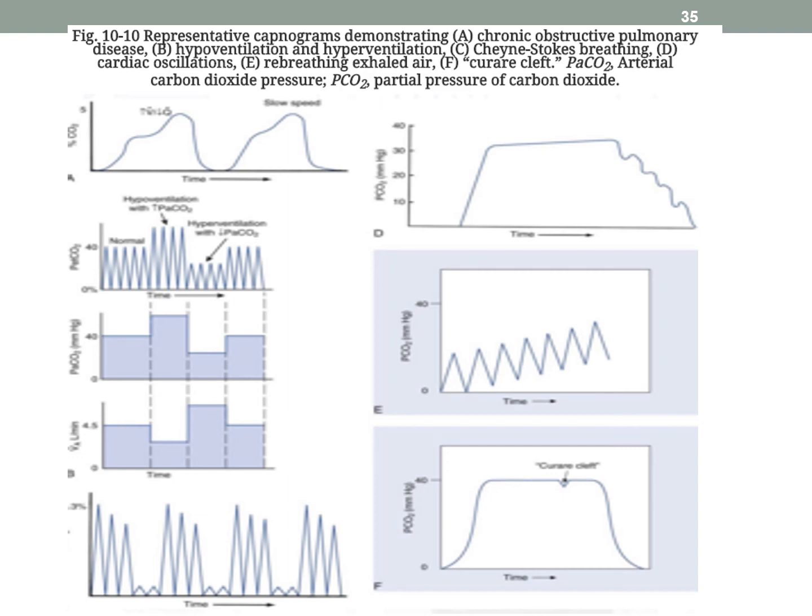Then the lowest one on the left side would be your Cheyne-Stokes respirations. D is looking at where you would see cardiac oscillations during bradypnea. Then E is failure to return to baseline, so that's rebreathing CO2. And then your curare cleft is your last one, which is F, showing that you might have insufficient neuromuscular blockade, or possibly that you're ready to wean, that you're starting to wake up and have spontaneous breathing. Okay.